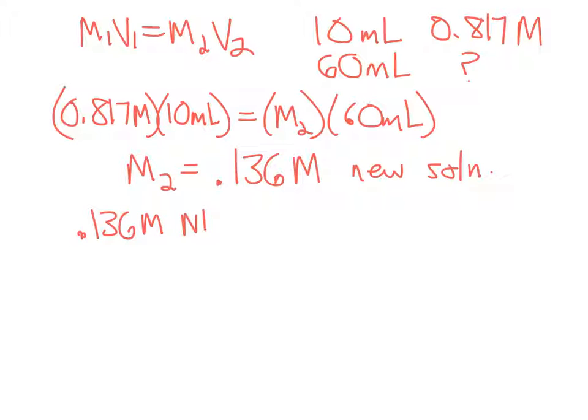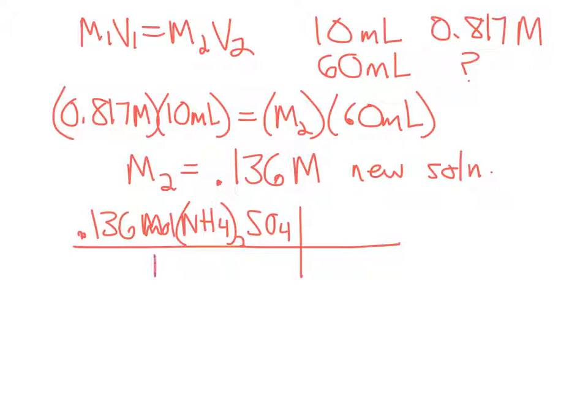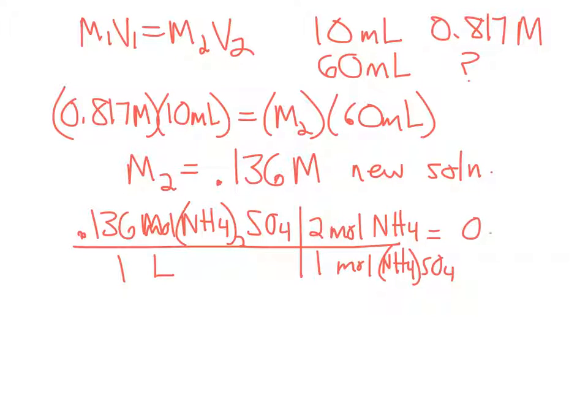So the NH4 SO4. And this is where we now have to remember that molarity is moles per liter, and this, we have 1 mole of NH4 SO4, and the first one we're going to figure out is for the NH4, and there are 2 moles. You can go back and look at the balanced equation of just the ammonium, and so we get 0.272 molarity, and this is of our NH4 ions.